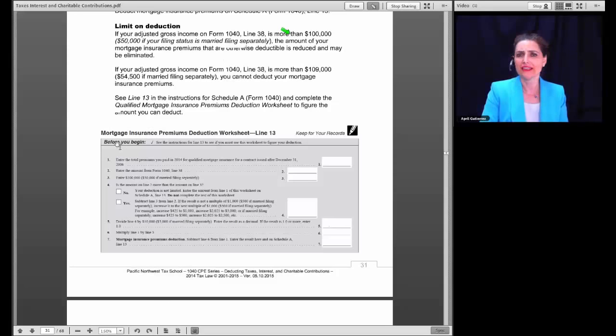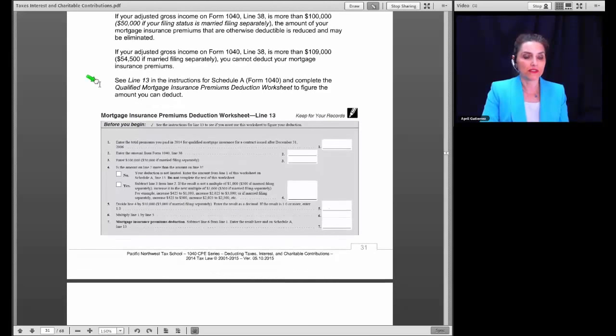I haven't really seen this particular deduction adjusted for inflation. It's been around for pretty much a decade or longer and never been adjusted for inflation, so as house prices go up and incomes go up, this deduction is having less effect anyway. I have a lot of clients that just simply earn too much to benefit from it.